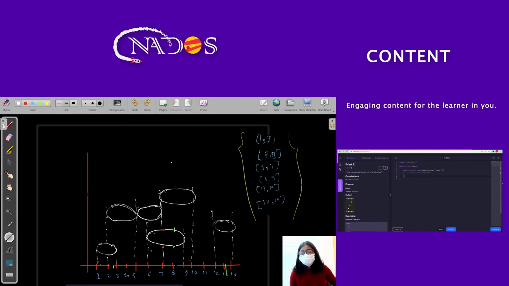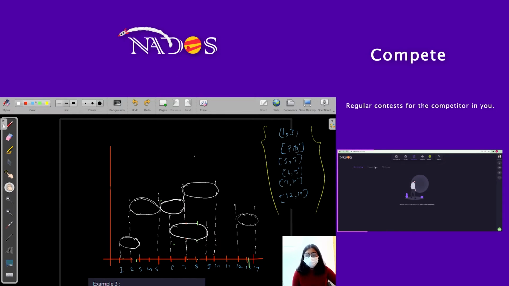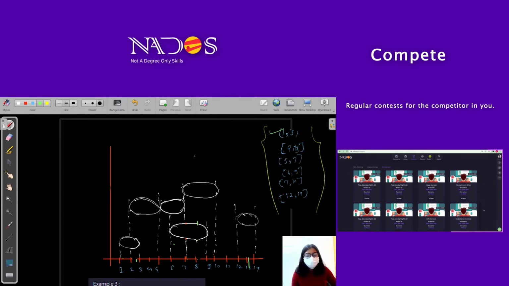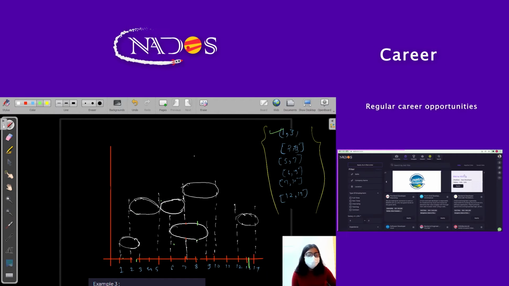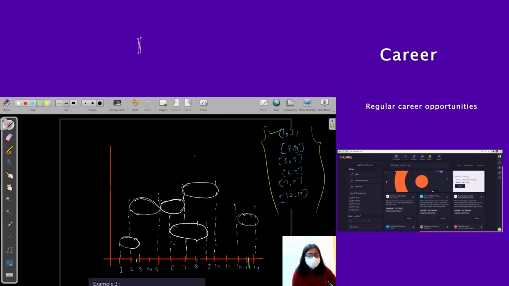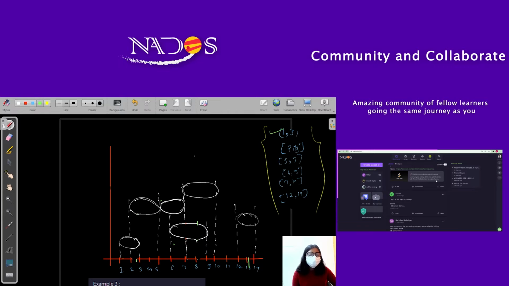All right. Now let's discuss. So here these are my coordinates. 1, 3. There is a balloon with starting point 1 and ending point 3. Then there is another balloon from 2 to 5. Then another balloon from 5 to 7. Then another balloon from 6 to 9. Then another balloon from 7 to 10. Then another balloon from 12 to 14.